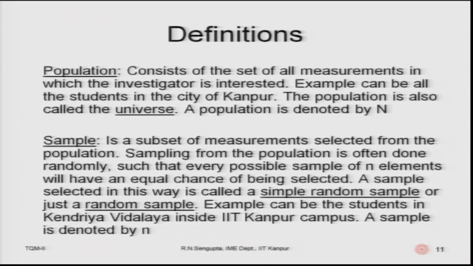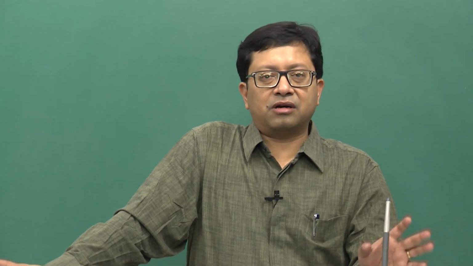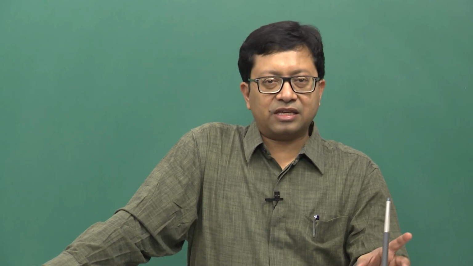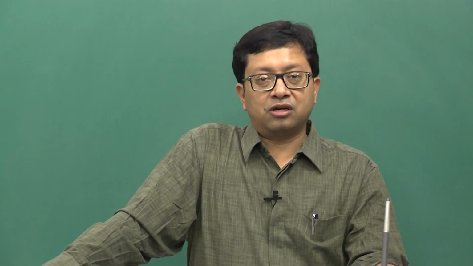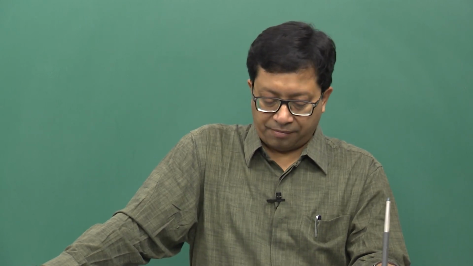Now, an example can be, as I said, the students in the city of Kanpur. The population is also called the universe, and the population will be denoted by the symbol capital N. Obviously, you will say that I did mention the population can be infinite, but that is just a concept. In case the population is huge, not infinite, it will also be denoted by capital N.